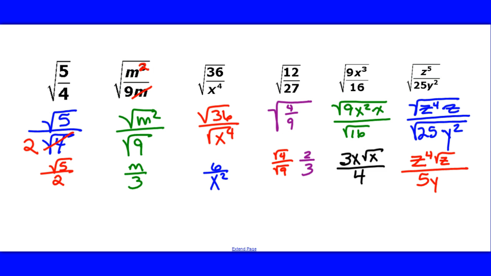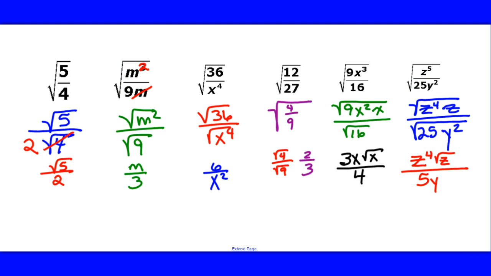Okay, so here's the work for the other ones. You'll notice on this one I reduced it first, and they turned into nice perfect squares, and I took the square root of those. On this one I broke apart the x cubed into an x squared times x, and then took the square root of 9, the square root of x squared, and the square root of 16. The x remained underneath the radical sign. All right, for this one I broke apart the z to the 5th into the z to the 4th times z, and took the square root of all the perfect squares.